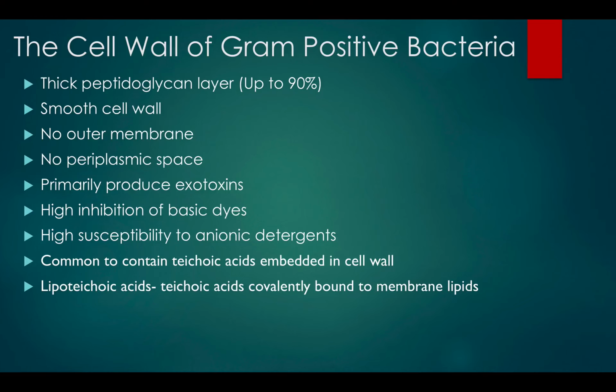Instead of producing endotoxins like a gram-negative bacteria, it primarily produces exotoxins. And exotoxins are just the toxins secreted by bacteria that are released outside of the cell. They have a high inhibition of basic dyes, which means they're very likely to retain a lot of the dye. And they also have a high susceptibility to anionic detergents.